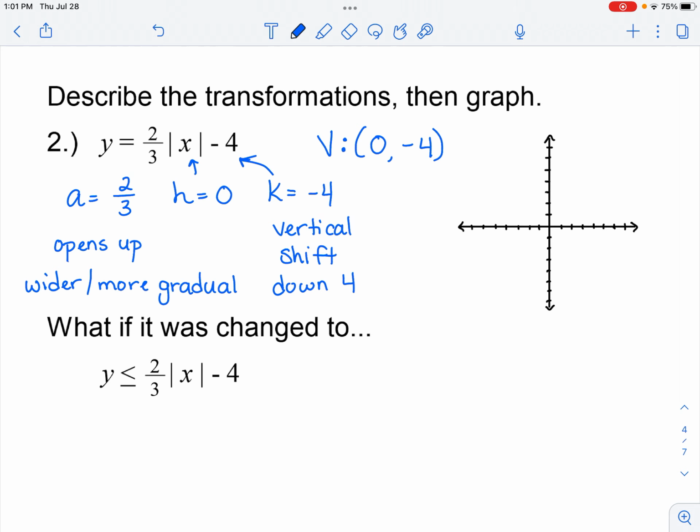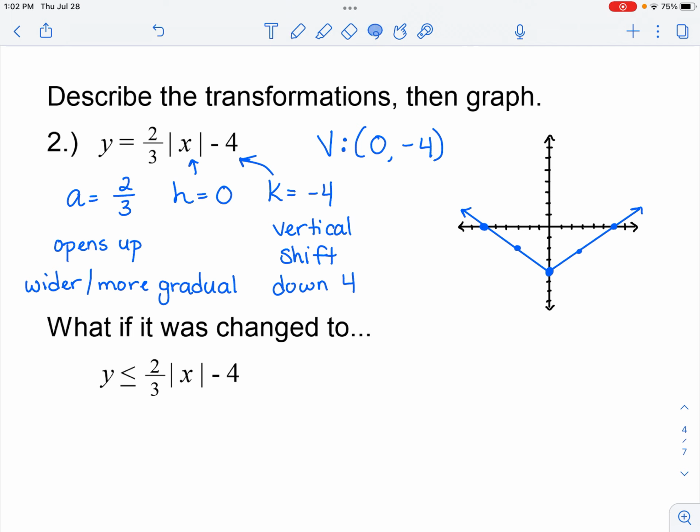So I want my vertex to be at the point (0, -4). 1, 2, 3, 4. So there's my vertex. Now, again, a is like a slope, so you need to go up 2 over 3 in both directions. So I'm going to go up 2 over 3, and again, up 2 over 3. I'm going to do the same thing in the opposite direction, up 2 over 3, up 2 over 3. And I'm going to draw my absolute value lines. All right, so there's the function.